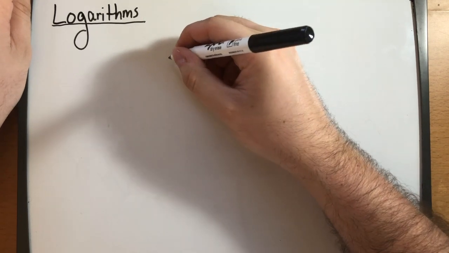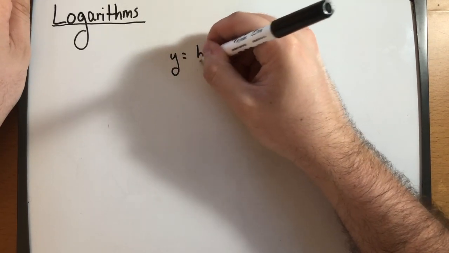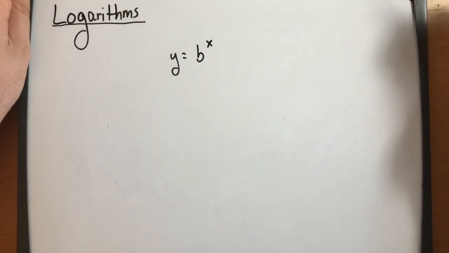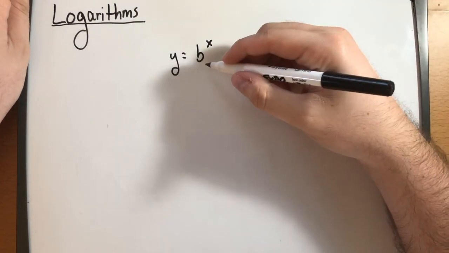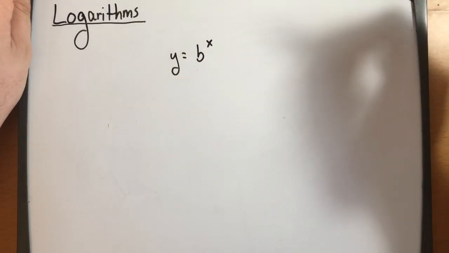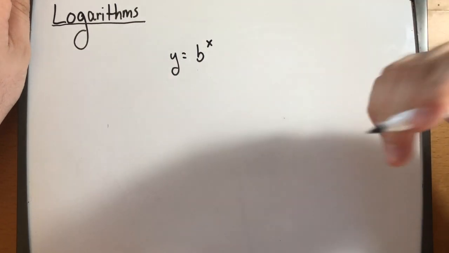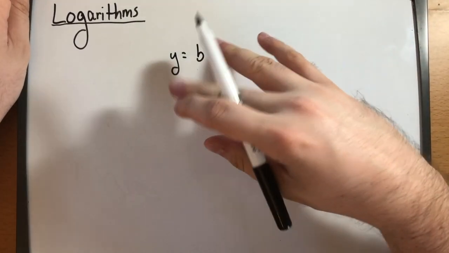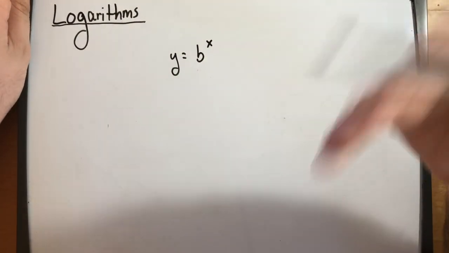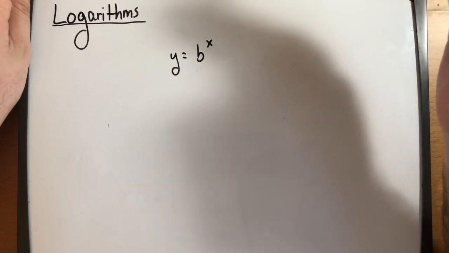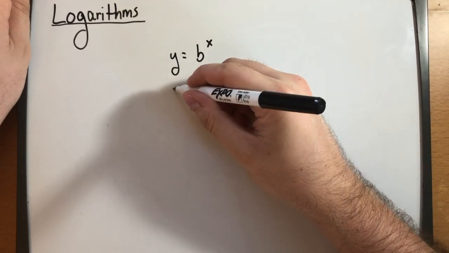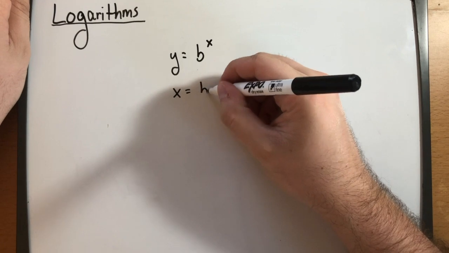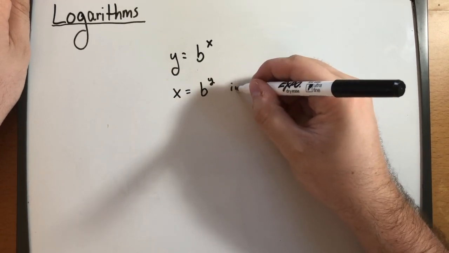For example, when you have an exponential function, y equals b raised to the x. This is a basic exponential function. b is the base, x is the exponent. Now, if you want to find the inverse, you have to switch the x and the y and then solve for y to find the inverse function. So if we were to do that, this is the inverse.